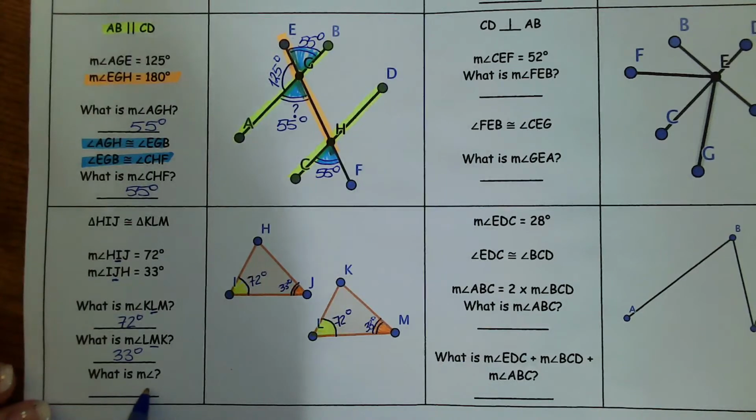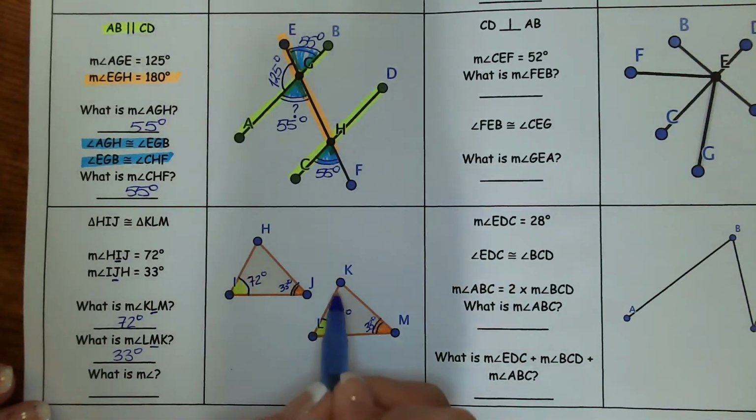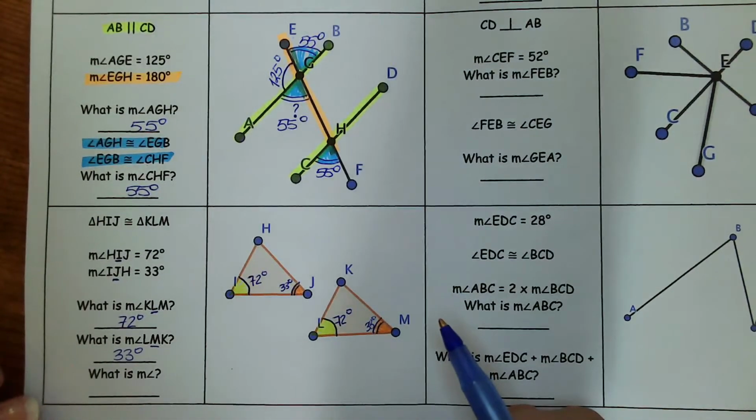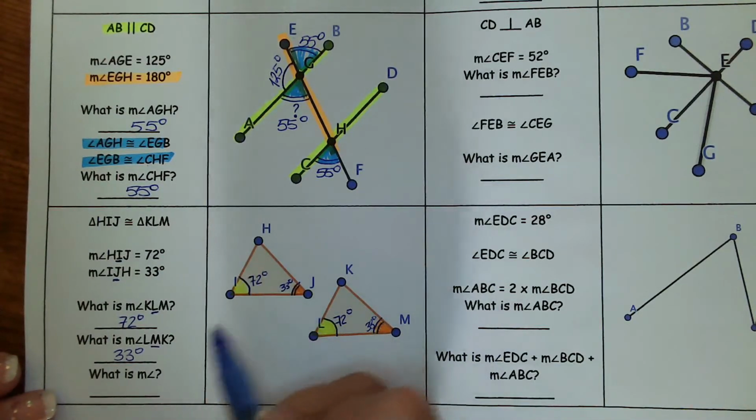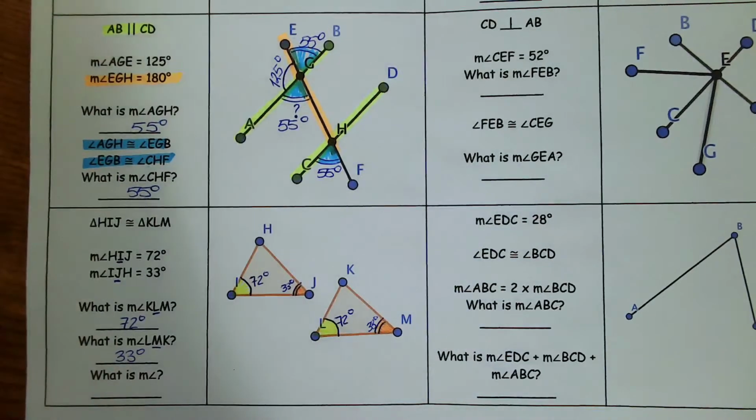And what is the measure? We have a missing angle, in other words, the angle that we don't know. Here's when we are going to use the property: the sum of the angles in the triangle equals 180 degrees.